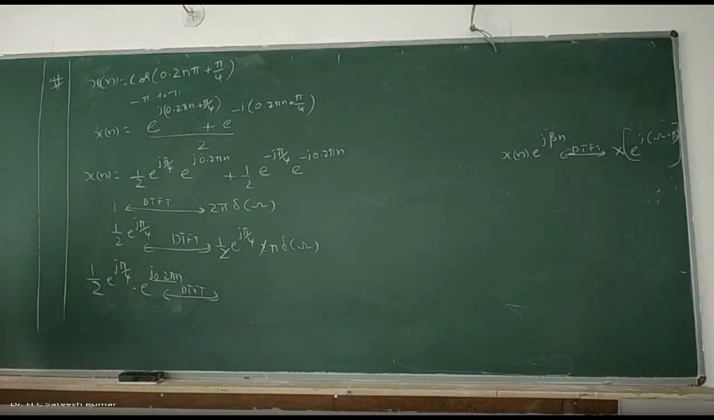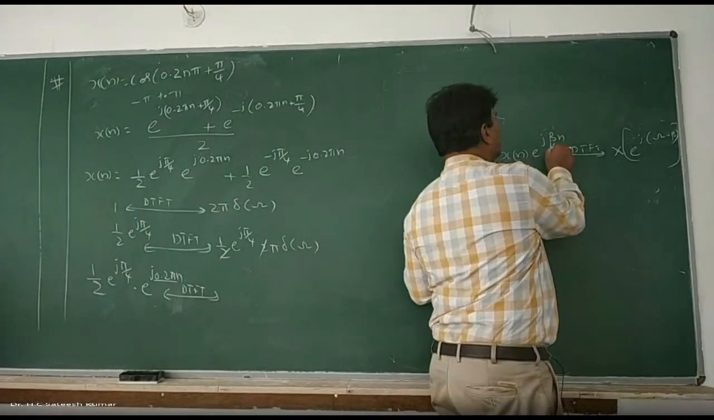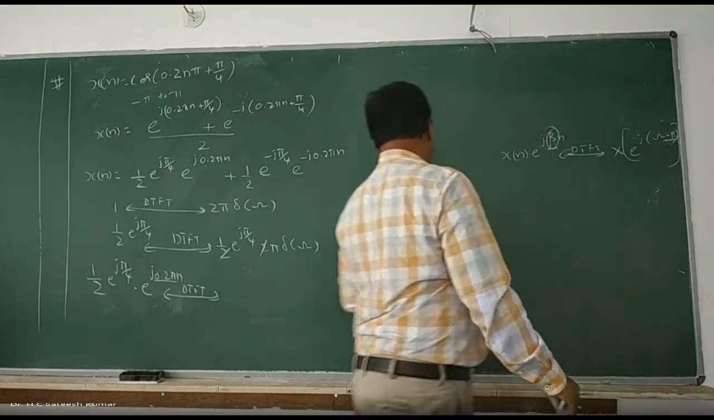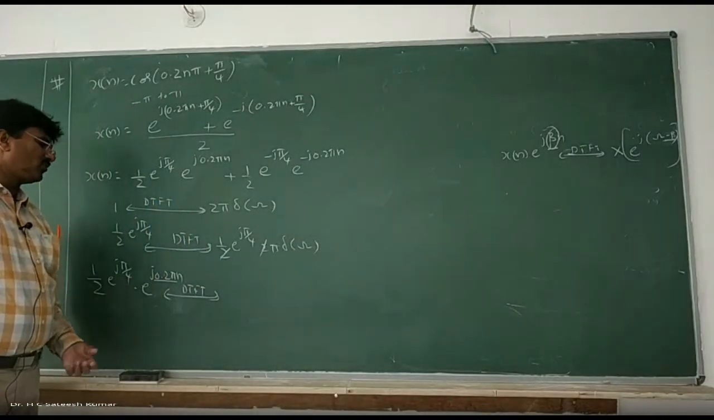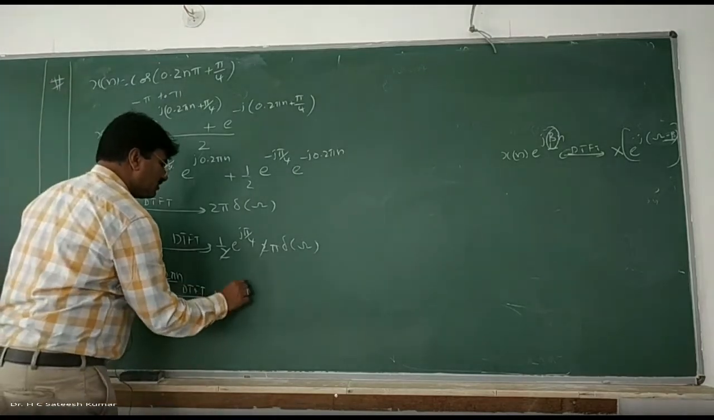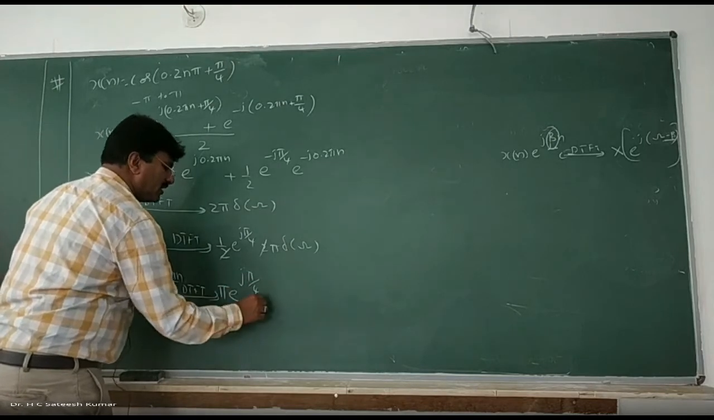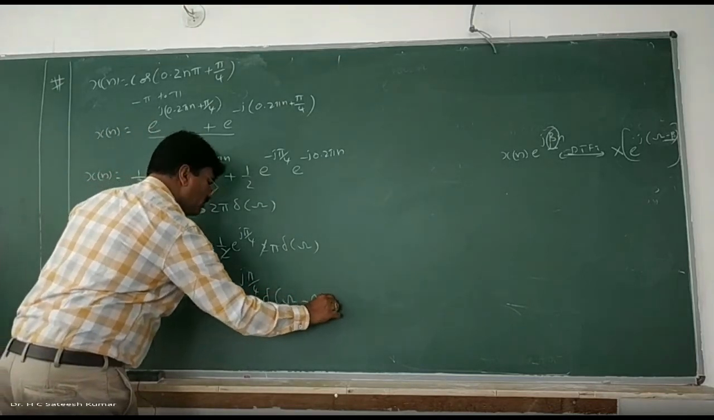Therefore, omega is shifted by an amount equal to beta. If you multiply x of n with e to the power of j beta n, it is shifted by the amount beta in the frequency domain. Similarly, here 0.2 pi n is there, beta is your 0.2 pi, and omega is shifted by an amount equal to 0.2 pi. Therefore, you will get e to the power of j pi by 4 into pi into delta of omega minus 0.2 pi.